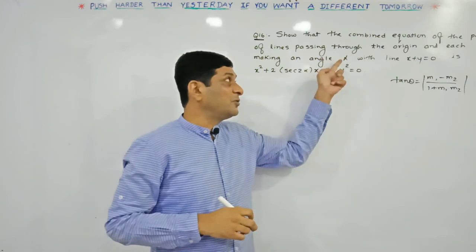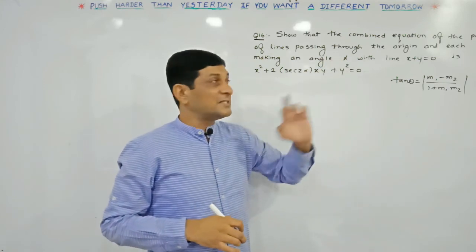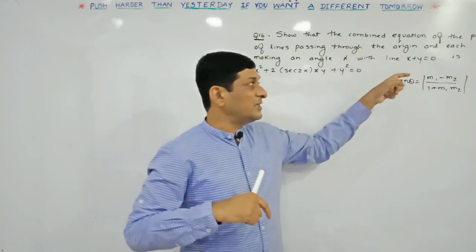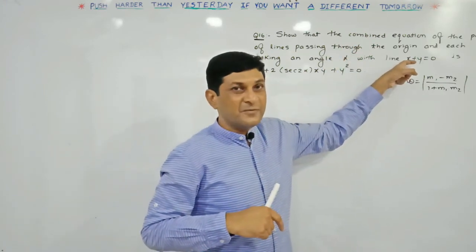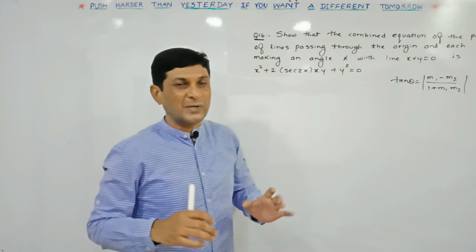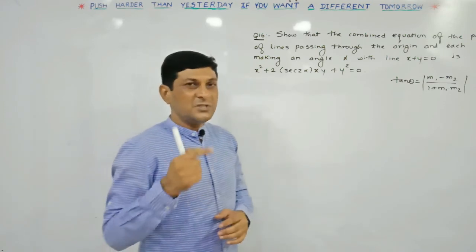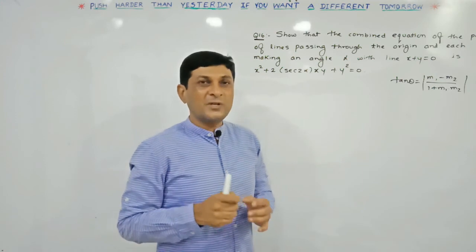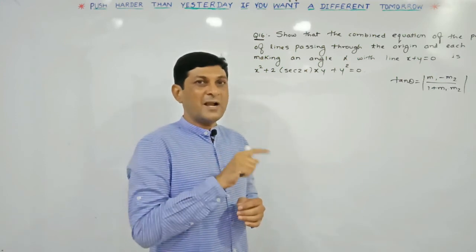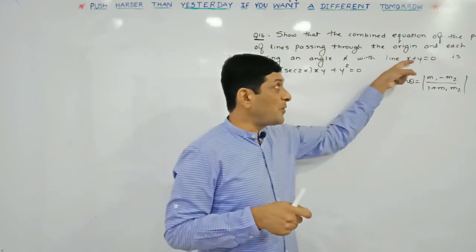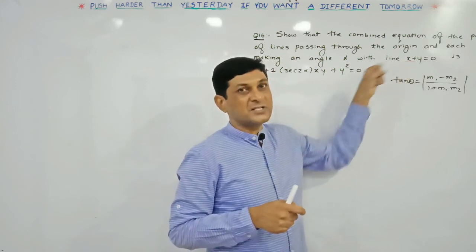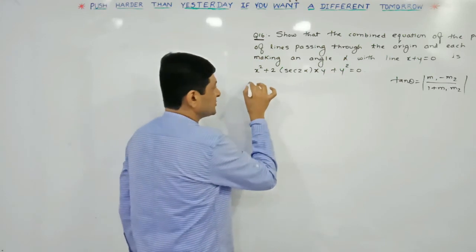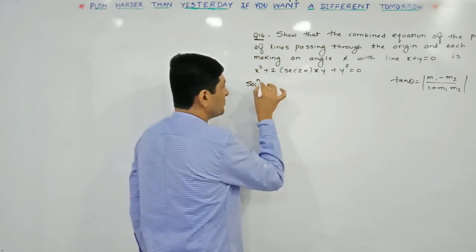Here angle between two lines is given to us and this is the angle made by our required line which passes through the origin and is made with which line? x plus y is equal to 0. So here to apply this formula we will require slopes of the lines. So let us denote the slope of required line by m1 and slope of this line by m2. And what is the angle between two lines? It's alpha.